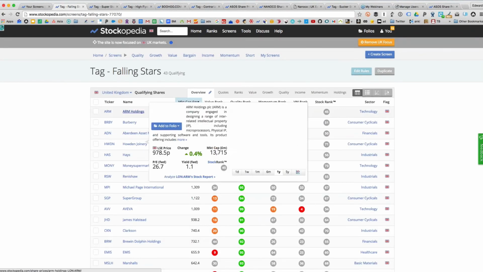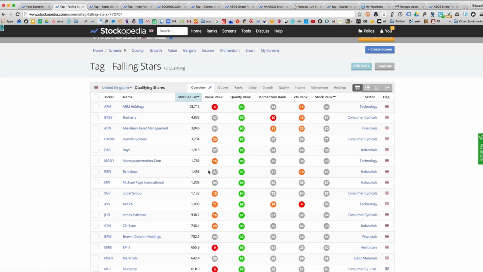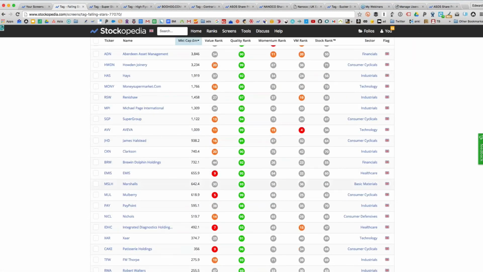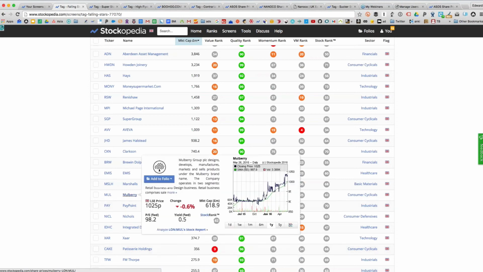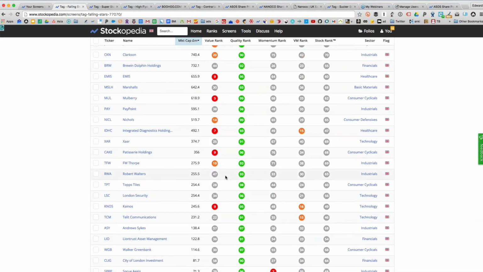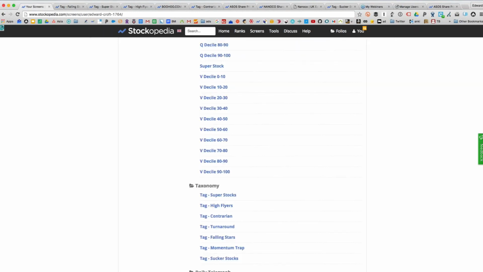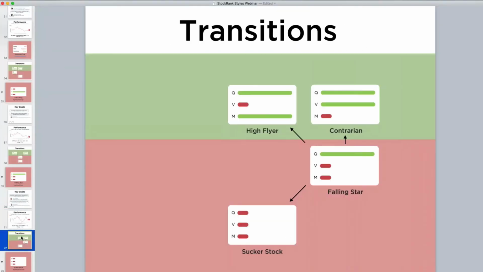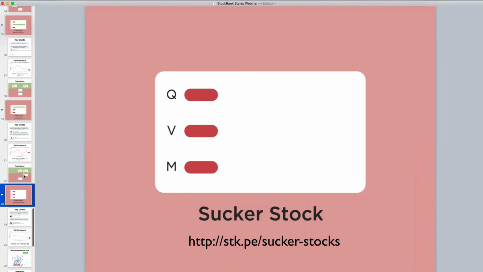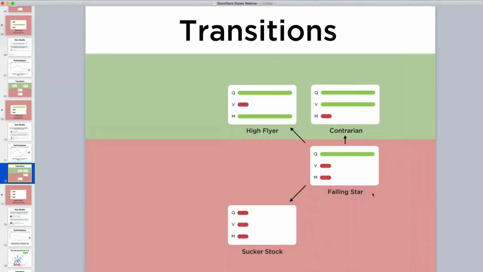Okay, here you go. Stocks like ARM are coming up in the falling star zone, and some of these are very, very high quality businesses that could well recover. So anyway, I hope that's useful. We've got one profile left, and I'm sure you're all desperate to leave by now. As I said, falling stars can become sucker stocks. They often move back to that high flyer zone. I find less frequently they move into the contrarian zone.